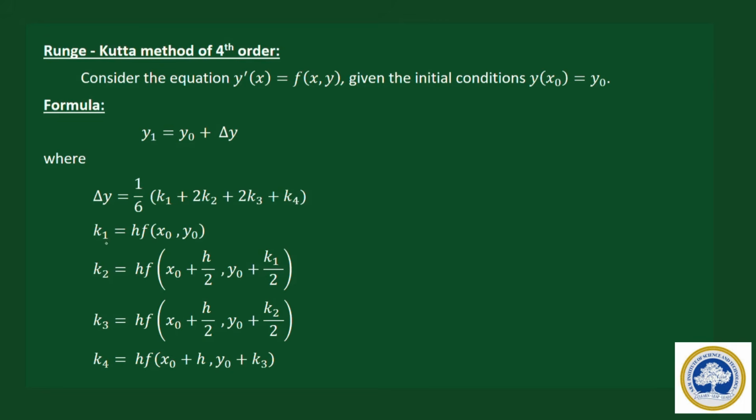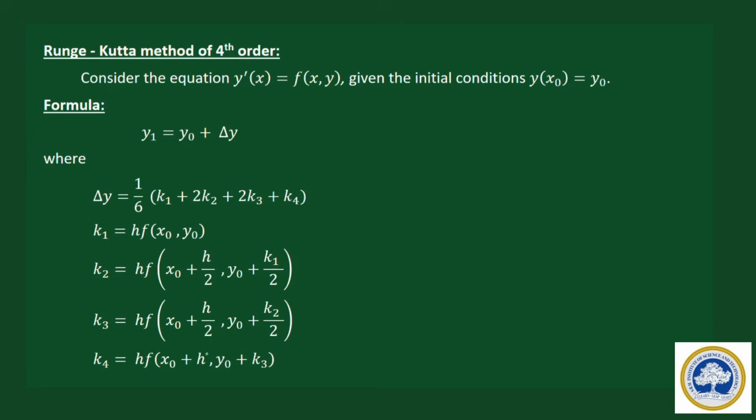So k1 is equal to h into f of x naught comma y naught. k2 is h into f of x naught plus h by 2 comma y naught plus k1 by 2. Next, k3 is h into f of x naught plus h by 2 comma y naught plus, here instead of k1 as in the previous step, it should be k2 by 2. And k4 is equal to h into f of x naught plus simply h, not h by 2, comma y naught plus simply k3.